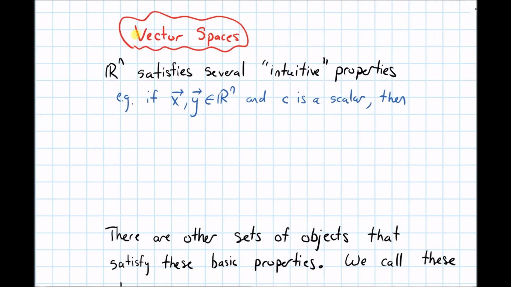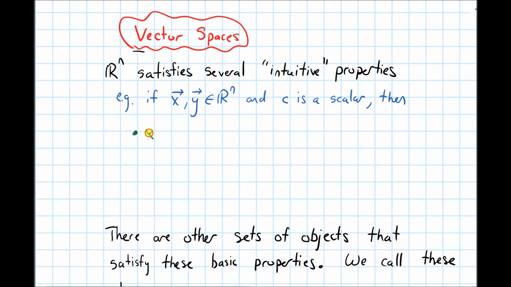In this video, we're going to talk about what vector spaces are and look at some examples. Okay, so I want to begin by reminding ourselves that Rn, the set of vectors with n entries, satisfies several intuitive properties, basic arithmetic properties that we'd expect to be true. For example, if x and y are vectors in Rn and c is a scalar, some real number, I'm going to list out some of these properties that are true.